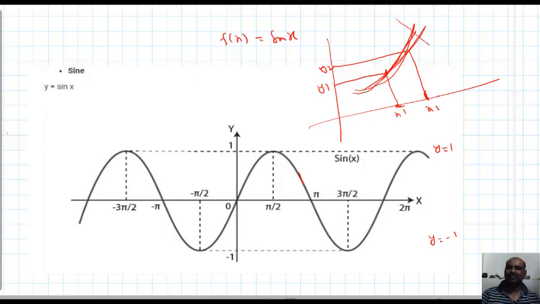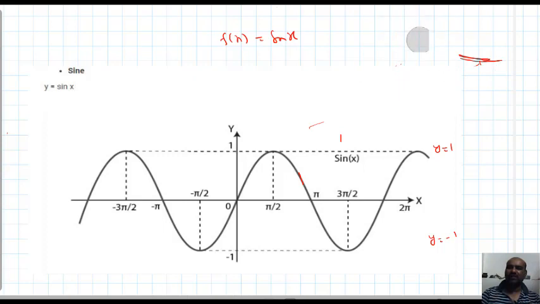For example, take this function, which is decreasing in shape. So for example, this is x1, the corresponding y1 is here. This is x2, the corresponding y2 is here. What happened? X increases from x1 to x2. But what happened to y? The y value is decreased. Here y2, here y1. So this function is said to be a decreasing function.